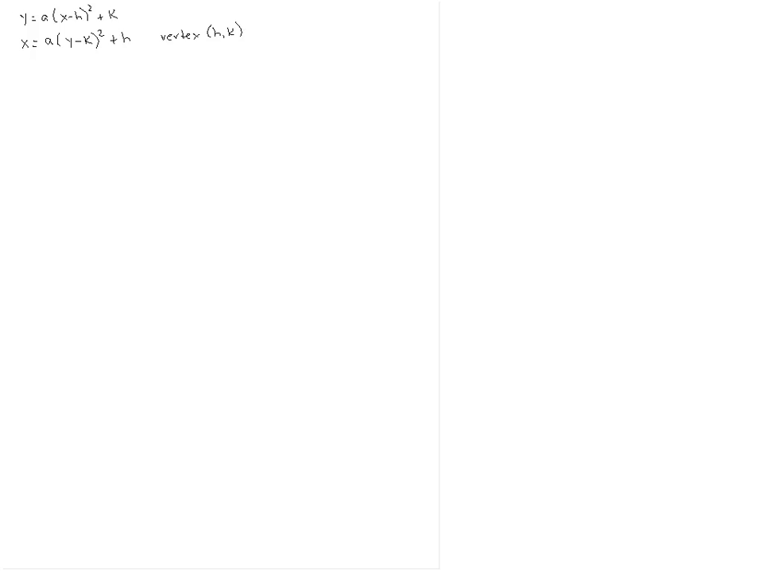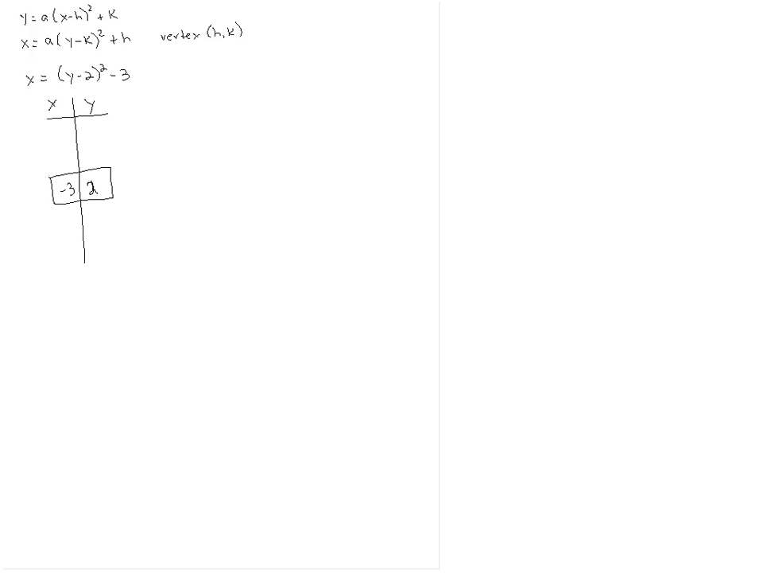So if I gave you x equals y minus 2 squared minus 3, it's in the form it needs to be. What is the vertex? H, K. I was going to write K.